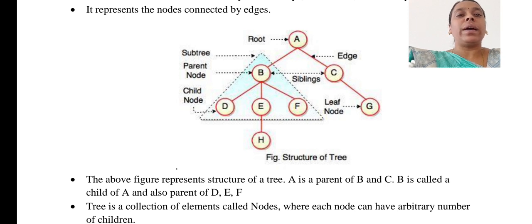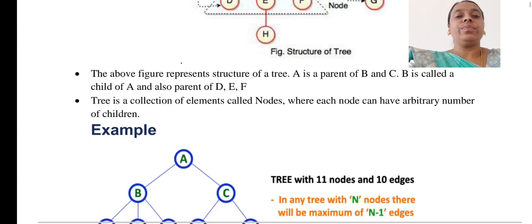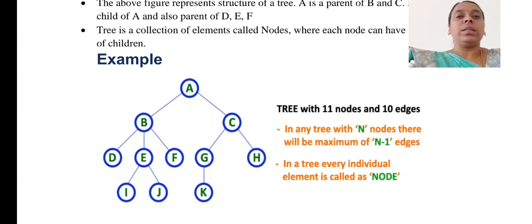Here A is a parent of B and C. B is a parent of D, E and F. Also, D, E, F are children of B. This is an example of a tree. Here the tree is a collection of elements called nodes, where each node can have any number of children. In any tree with n nodes there will be a maximum of n minus 1 edges. In this example, the tree has 11 nodes and 10 edges.